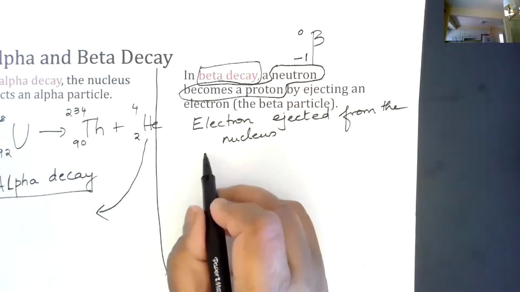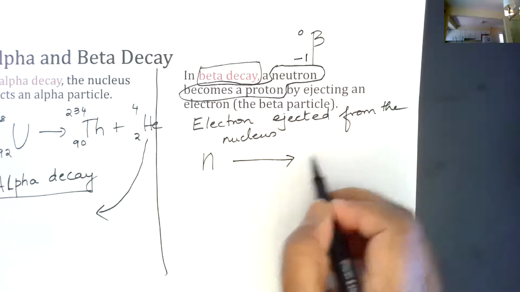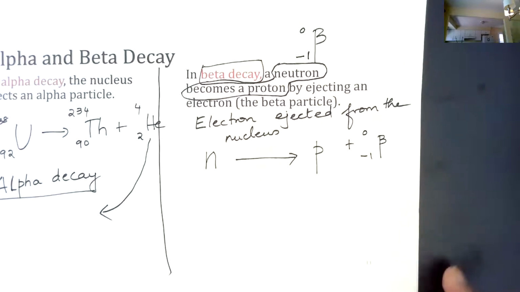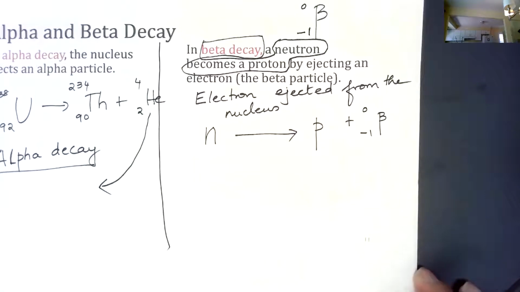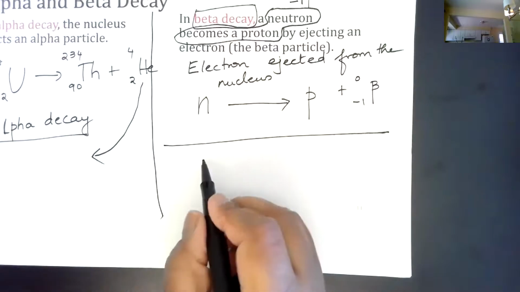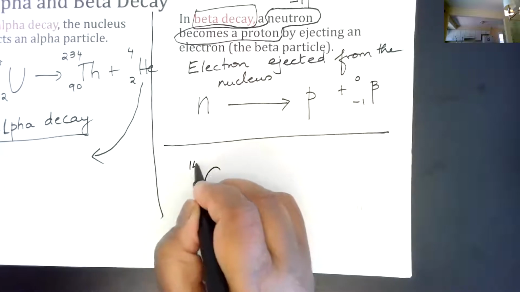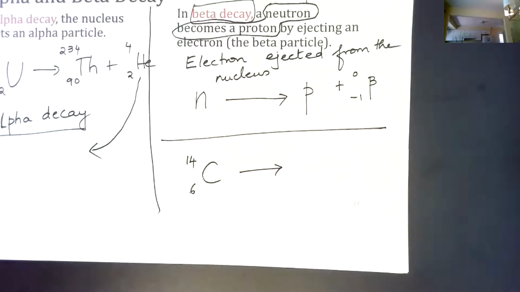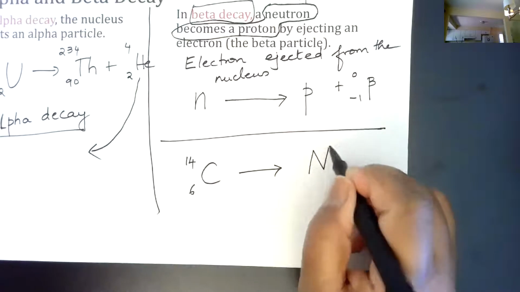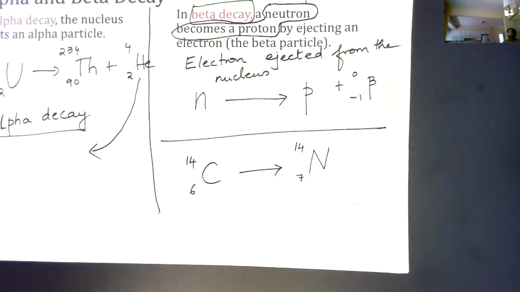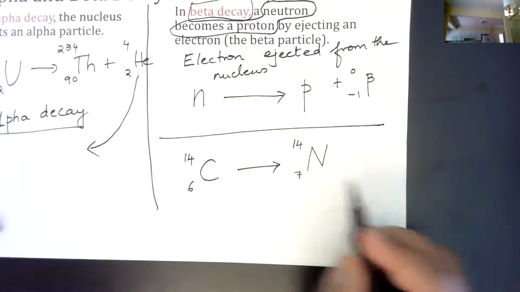So ejected from the nucleus, how does that happen? A neutron becomes a proton and gives off a beta particle. See that? Okay, so how do you balance an equation? This is how it's produced, but let's look at a specific equation. Carbon 14, remember it's used for finding the age of fossils and things like that. 14 and 7. Can you balance this equation? Is the mass number balanced? How about Z?